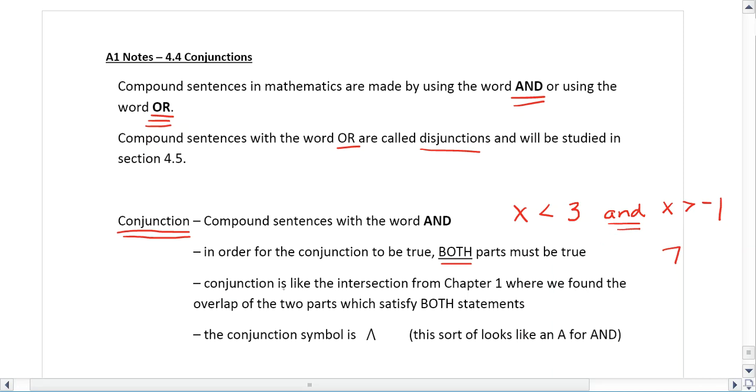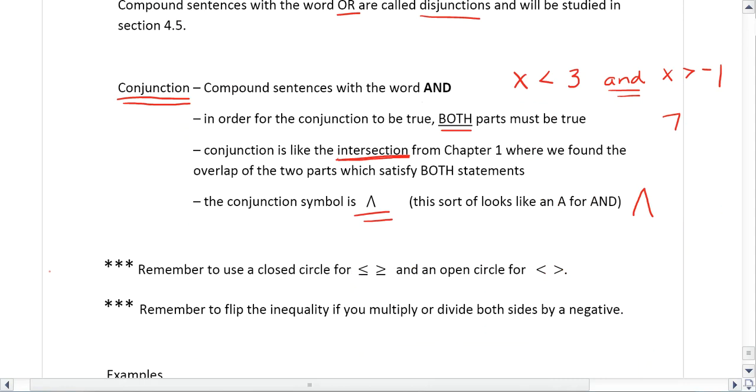A conjunction is very similar to when we studied the intersection from Chapter 1, where we found the overlap, which satisfies both statements at the same time. And just so you know, this is what the conjunction symbol looks like. To help you remember it, I think it sort of looks like the part of a capital A for and, so it's conjunction, and it's connected with the word and. Please note that it's like an intersection, and we'll look at how to combine these into one inequality.